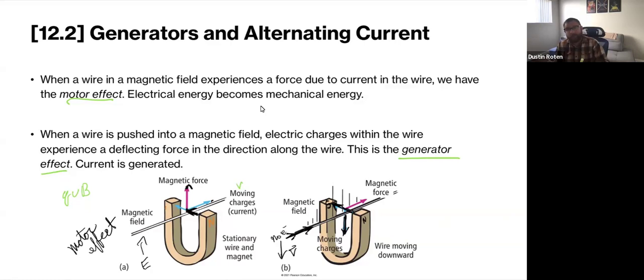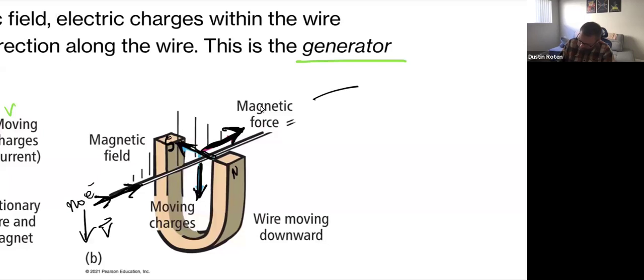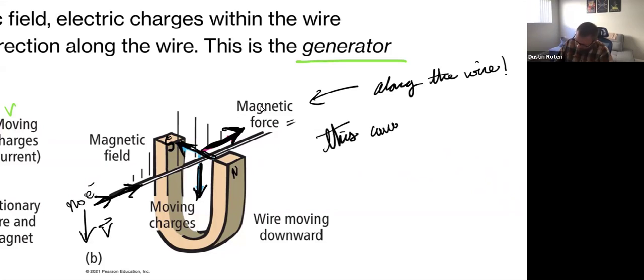We have charges down, and a magnetic field side to side, which means our magnetic force is going to be in the front-back direction. So check this out. Our magnetic force is along the wire. And since we have a magnetic force along the wire, that's actually going to cause a current. It's going to push everything through the wire. So this causes a current.